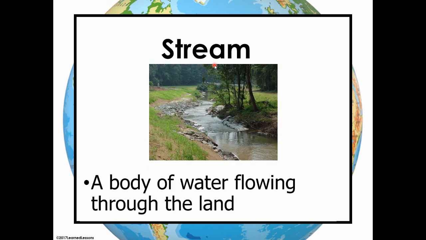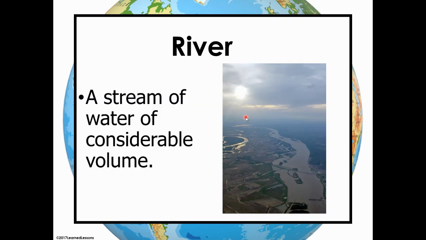Stream. So a stream is a body of water flowing through the land. It's really calm. It's really small. You can see here it's something you could probably walk over without any issues. Now a river, on the other hand, it's just a much larger stream. Okay, it's going to be considerable volume is what I wrote here. So you can see here, this is not something you could easily cross on foot. You can see here they have this giant bridge. But you don't know what a river is. It's a lot of water, okay?